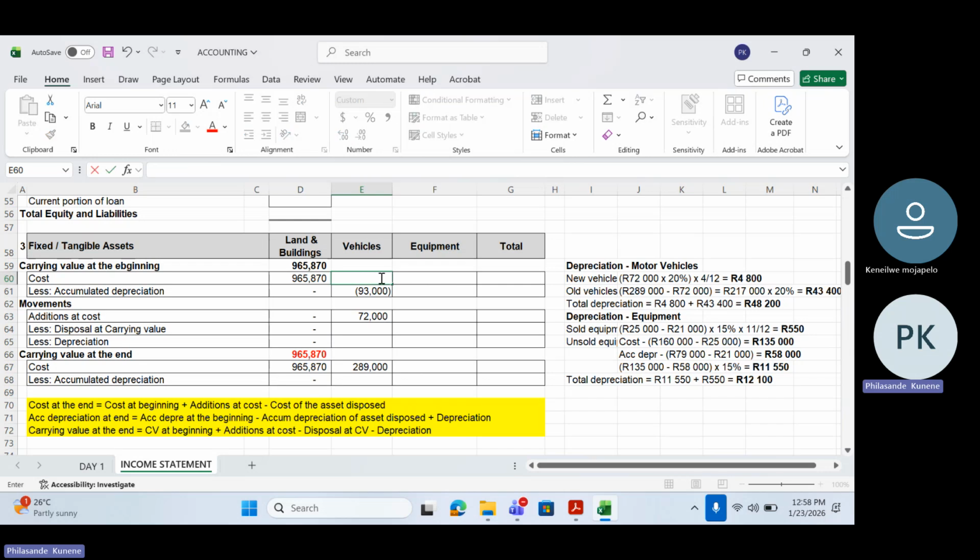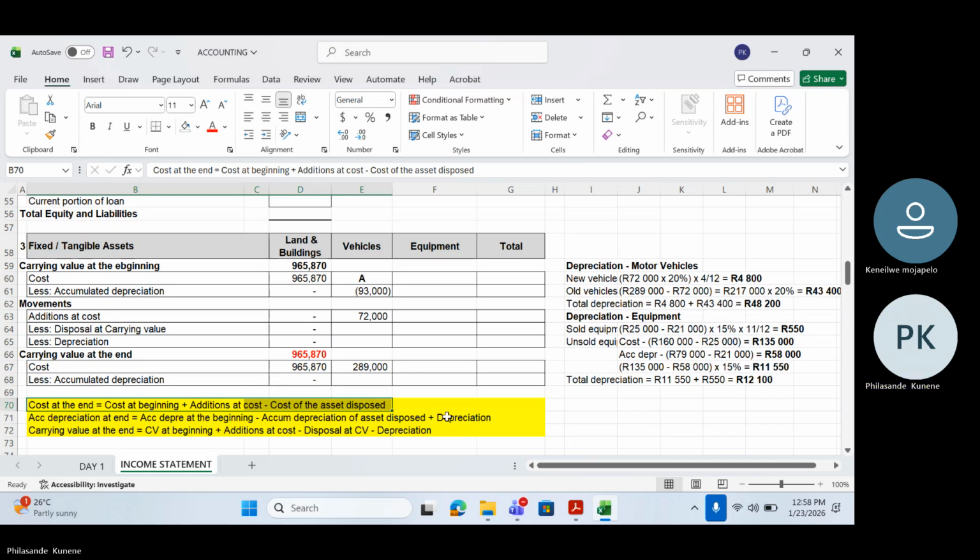They told you that you have A here, which is something they can do, right? Now you need to come to your formulas and see which one I can use to help me get that A. This is exactly the one. Cost at the end is equal to cost at the beginning plus additions at cost minus cost of the asset disposed.